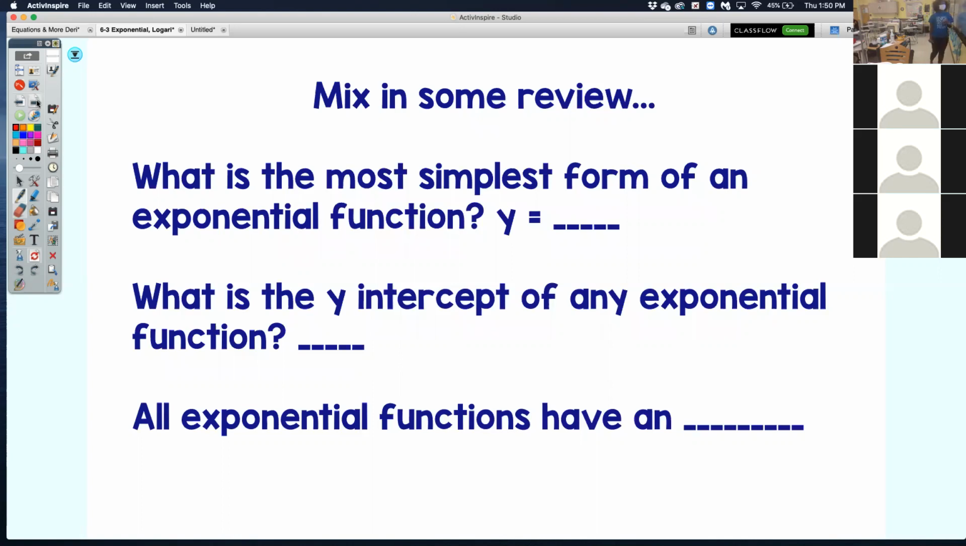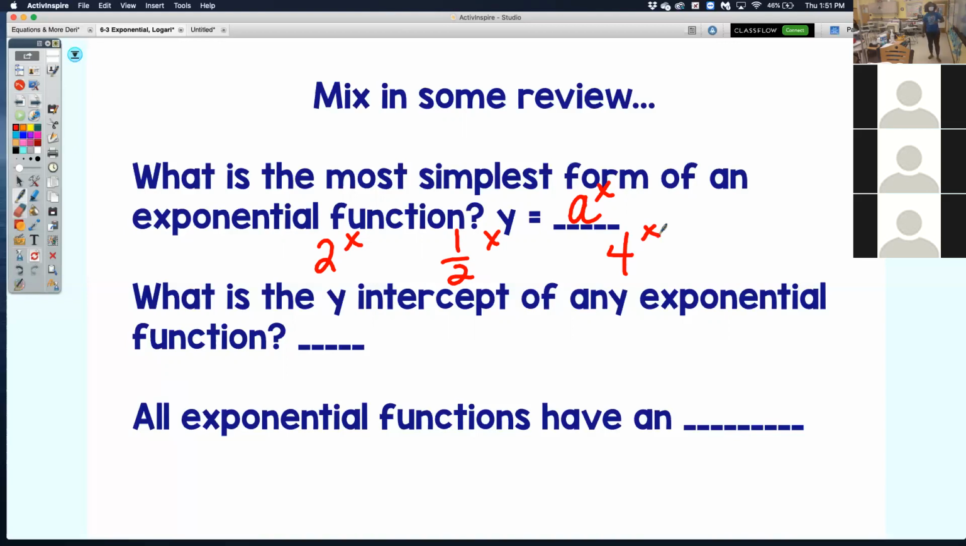So what is the simplest form of an exponential function? It would be a to the x, because remember, it's called an exponential function because your variable is in your exponent. Realize that could be anything from 2 to the x, or 1/2 to the x, or 4 to the x. All these are examples of exponential functions.